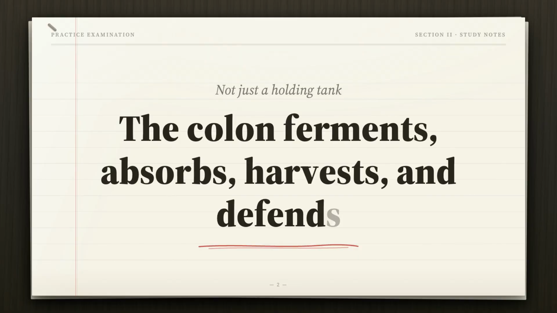The colon is not simply where water gets removed. It runs a fermentation chamber, harvests vitamins we cannot make ourselves, and maintains a living barrier against infection, an organ built entirely from bacteria we once dismissed as passengers.